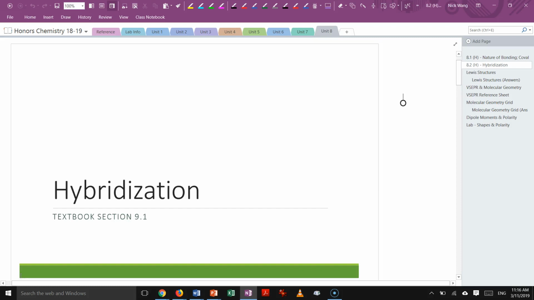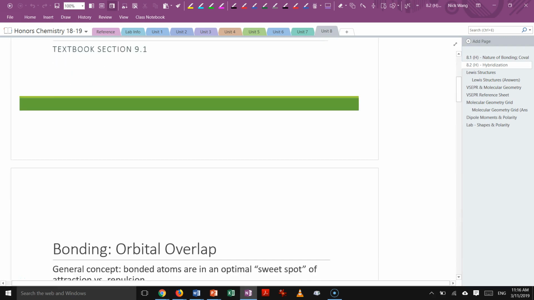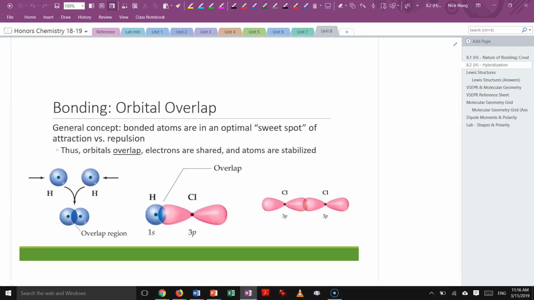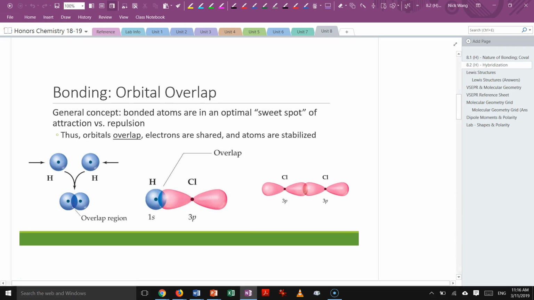In this section, we're going to learn about hybridization, which is a concept that helps us understand why molecules adopt the shape they do, in addition to what VSEPR theory dictates. If you remember, bonding requires some orbital overlap. Generally speaking, whenever two atoms bond together, part of the reason is that the electrons located in these orbitals can interact and pair up as long as the orbitals overlap.